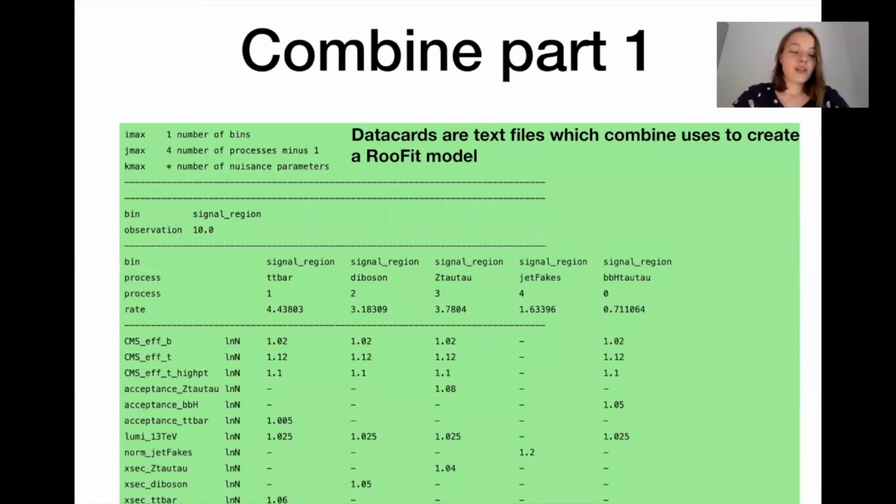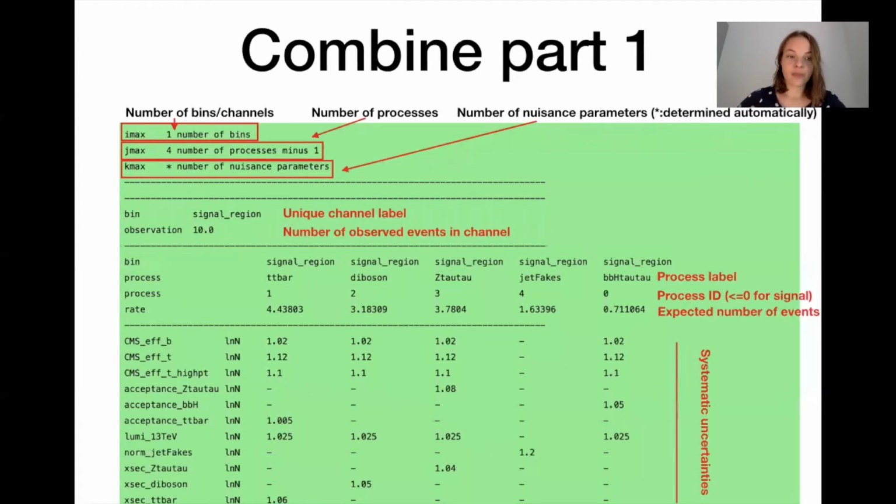Now, the first thing to learn about Combine is how you can construct your model, and this is via the datacard, which is just a text file that Combine can parse and can use to create a RooFit model. And we just want to take you through all the different numbers and labels that you see in this datacard. At the top, there are three numbers: imax, jmax, and kmax. And imax sets the number of bins or channels. So this is not the number of bins in a histogram, it is the number of channels entering your analysis. In this case, we're doing a one-bin counting experiment, so we only have one bin. And the next line, jmax, gives you the number of processes. In our case, we have four background processes and one signal process.